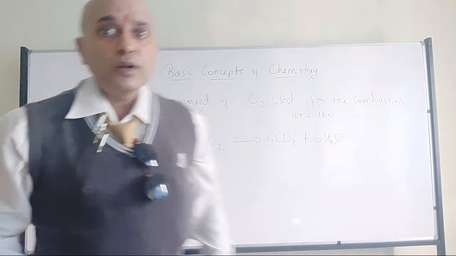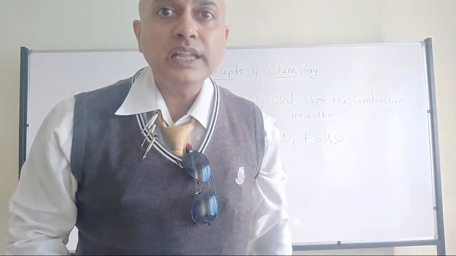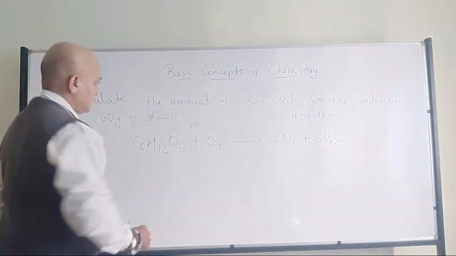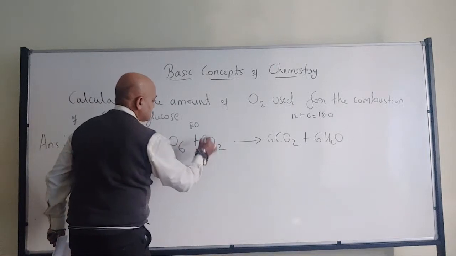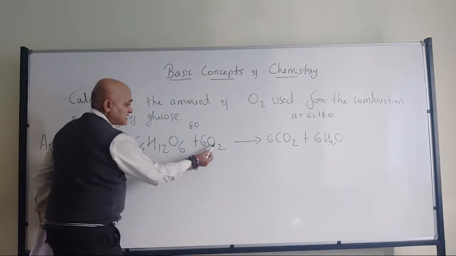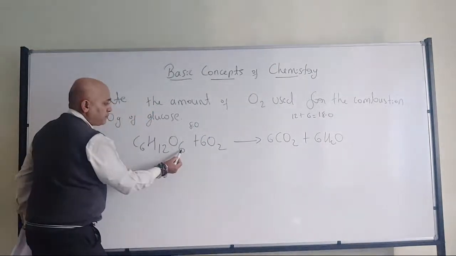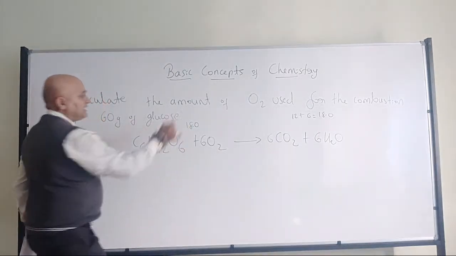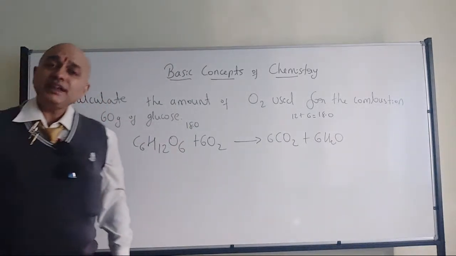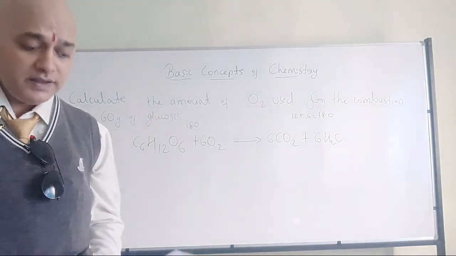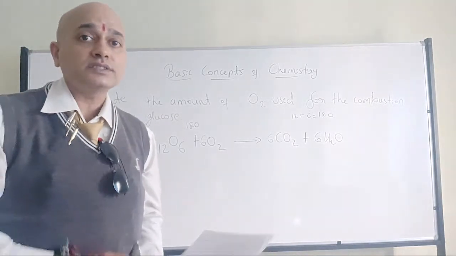Yes. Rohan, not 302. Yagnesh, what you have written is correct. It should be written as 6, because 6 2s are 12, and 12 plus 6 will be 18. So that's where we have a balanced equation for combustion of glucose.